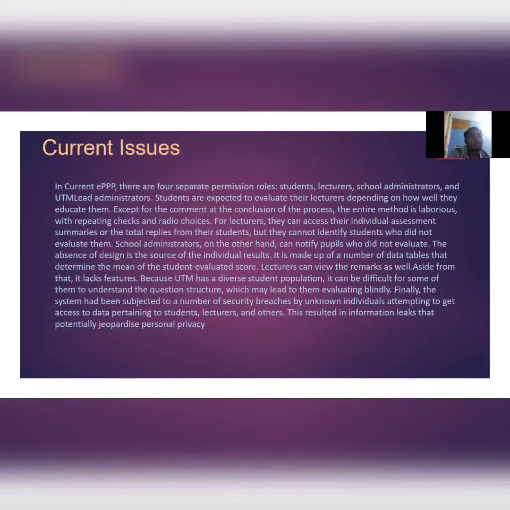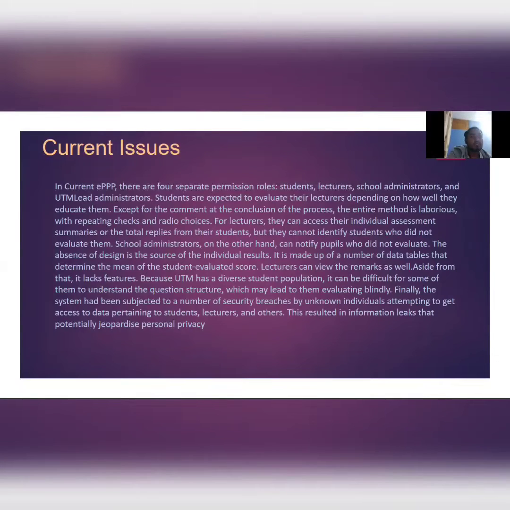School administrators, on the other hand, can notify people who did not evaluate. The absence of design is the source of the individual result. It is made up of a number of data tables that determine the mean of the student evaluated score. Lecturers can view the remarks as well. Aside from that, it lacks features. Because UTM has a diverse student population, it can be difficult for some of them to understand the question structure, which may lead them to evaluate blindly.